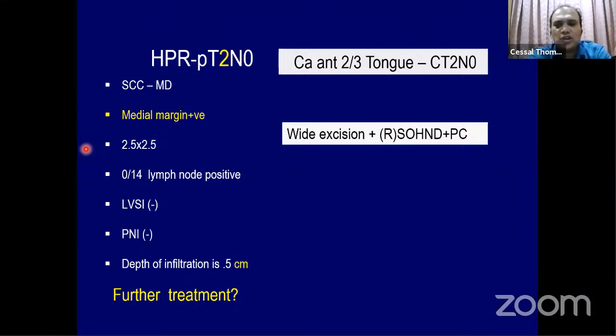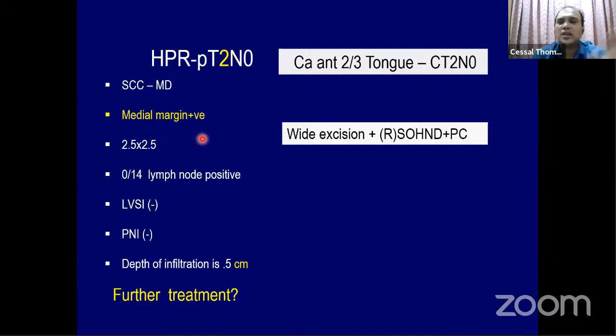having early disease to start with, the margin is positive, tongue, the nodes are negative, no PNI, no LVSI. This is T2 disease, but the margin is positive. In such tumors, the treatment is not adjuvant because you are violating a basic principle of single modality treatment for an early disease. So I will always discuss with the surgeon, and if a revision is possible, then you do a revision surgery and keep the patient on follow-up rather than subjecting the patient to adjuvant treatment.